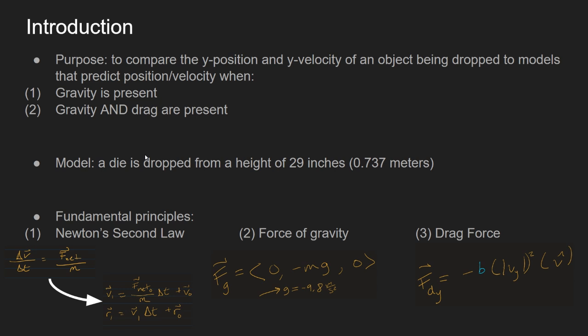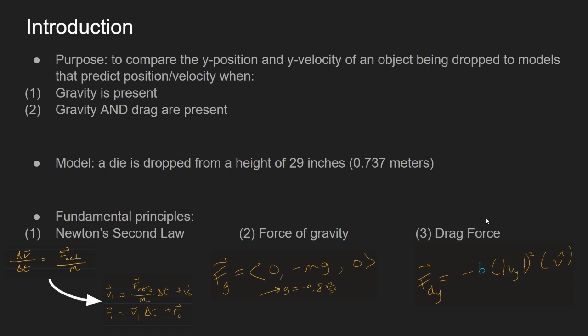So the fundamental principles that I used for this lab were Newton's second law again, which is the change in velocity over change in time equals the net force over mass. And then the velocity update and position update formulas can be derived from this. Second, I used the force of gravity idea. The force of gravity is equal to 0 in the x and z direction, but negative mass times the acceleration due to gravity in the y direction.